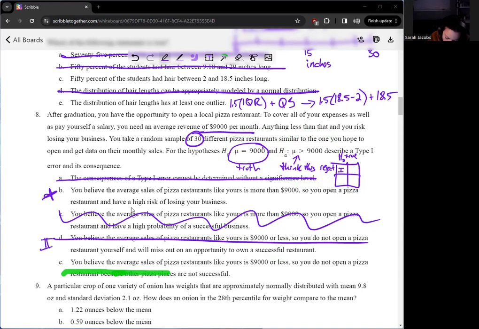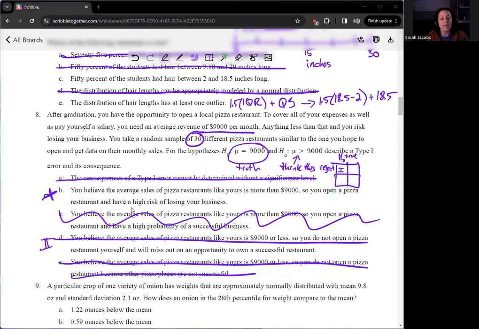E, you believe the average sales of pizza restaurants like yours is $9,000 or less, so you do not open a pizza restaurant because other pizza places are not successful. So that would be a correct interpretation, right? If this is true, then we shouldn't open a pizza restaurant. We should fail to reject, and that's a good thing. We're doing what we should. So that's not an error.